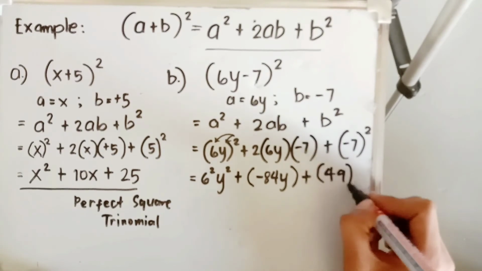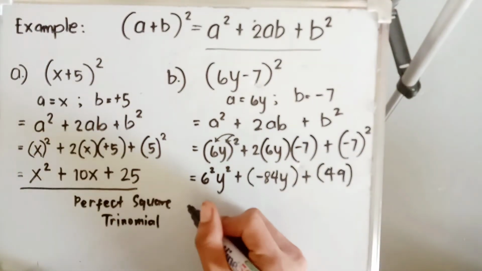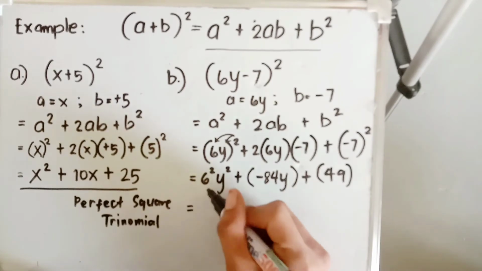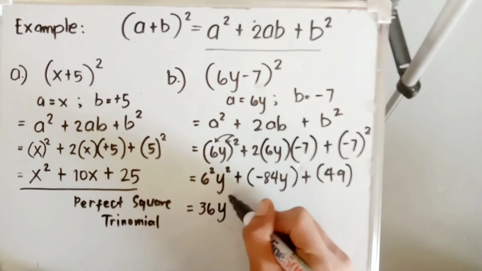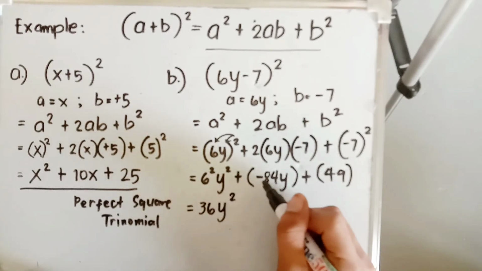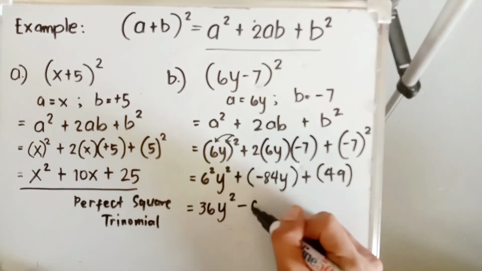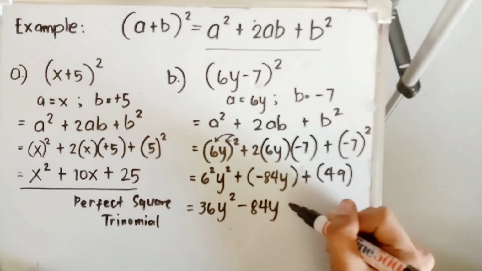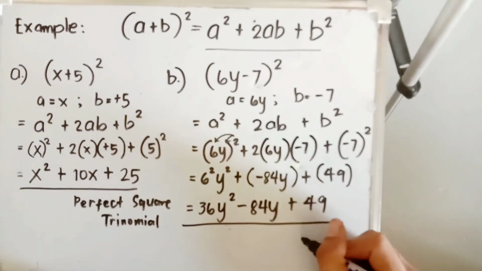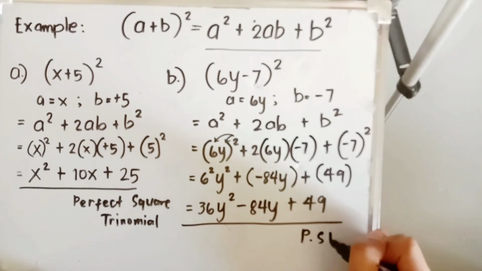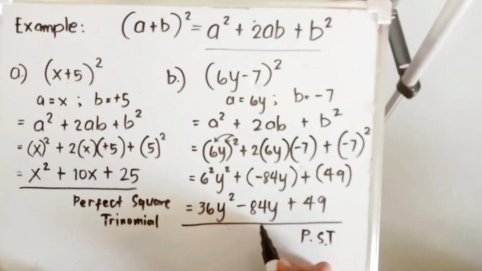positive 49. So this is the time for you to simplify. The square of 6 is 36. The square of y is y squared. Positive times negative is negative 84y plus 49. And this is now our perfect square trinomial. So that is all about square of a binomial.